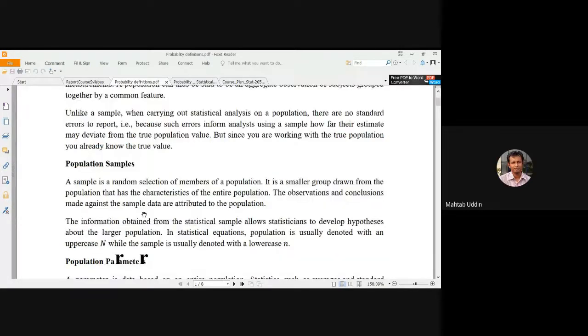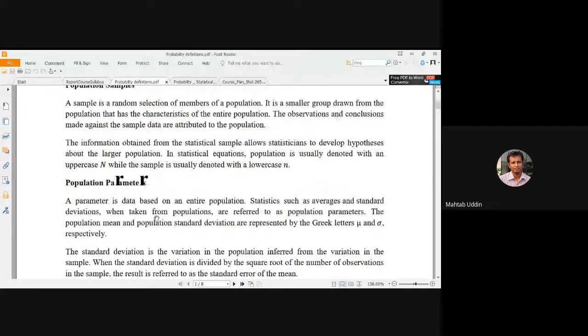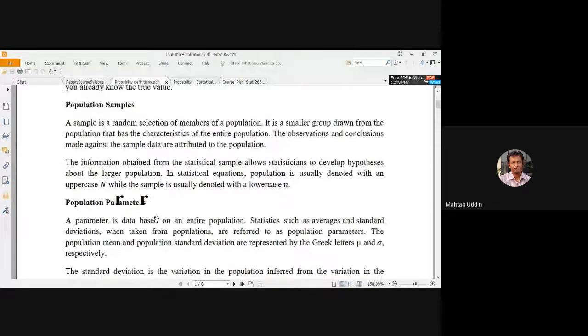Then sample. What is a sample? That is a question. What is a sample? Sometimes for various reasons you cannot consider the whole population. Then we'll take a part of the population which is representative for this population.